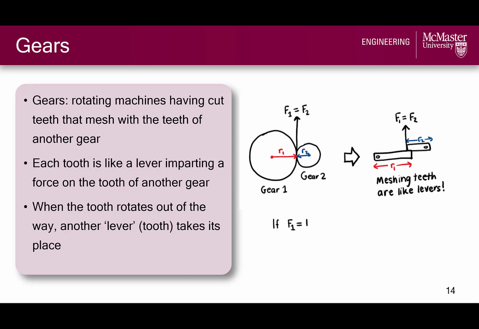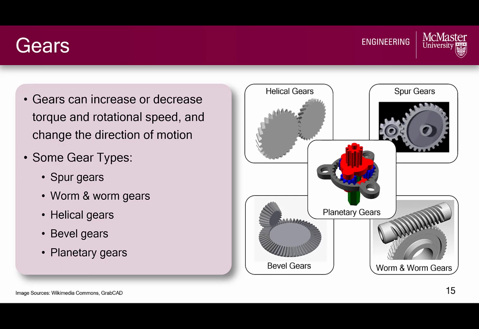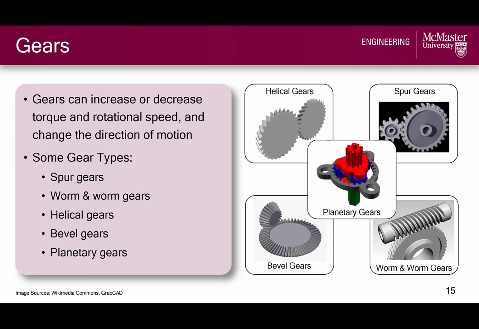If we mesh different size gears together, and knowing that the applied force at the teeth is equal according to Newton's third law, we know that the input and output gear torques will differ, creating a mechanical advantage. Moreover, gears can be used to increase or decrease an input torque and rotational speed, and they can also be used to change the direction of motion. There are many different types of gears, including spur gears, worm and worm gears, helical gears, bevel gears, and planetary gears, whose actions are all animated here.